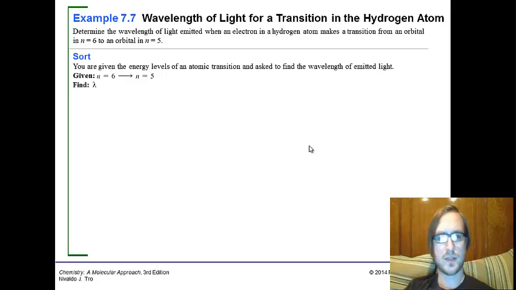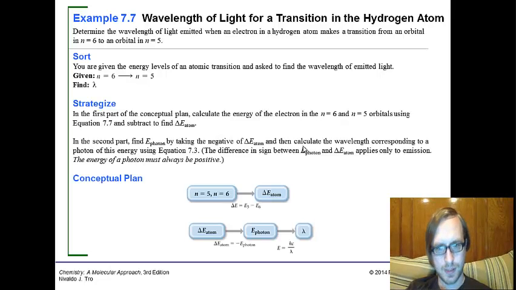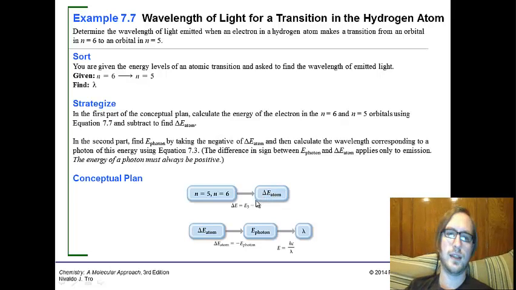You're given the energy levels of an atomic transition and asked to find the wavelength of emitted light. So we're going from 6 to 5 in this case. What we need to do is find the difference in energy between the two. When we say difference, that means subtraction. So we're going to find the energy in 5 and subtract the energy in 6.